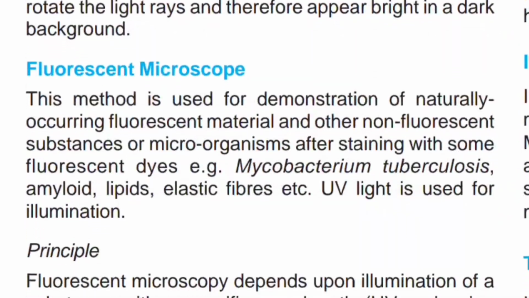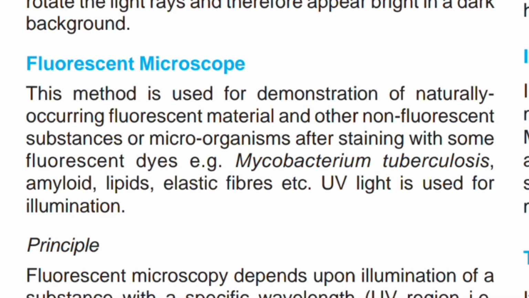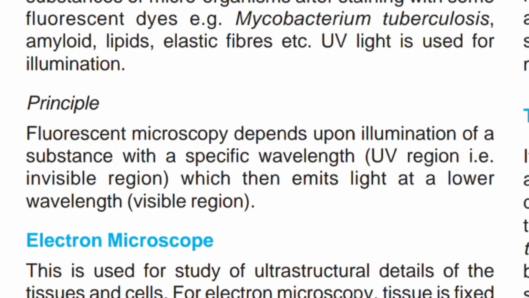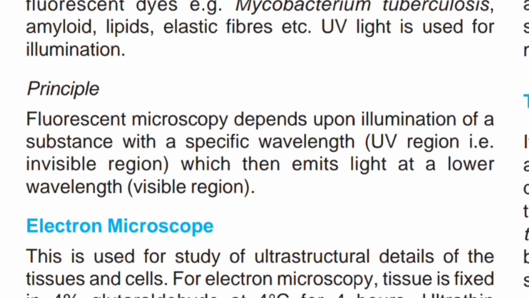Fluorescent microscope. This method is used for demonstration of naturally occurring fluorescent material and other non-fluorescent substances or microorganisms after staining with some fluorescent dye, example Mycobacterium tuberculosis, amyloid, lipid, elastic fiber, etc. UV light is used for illumination. Principle: fluorescent microscopy depends upon illumination of a substance with a specific wavelength UV region, that is invisible region, which then emit light at a lower wavelength visible region.